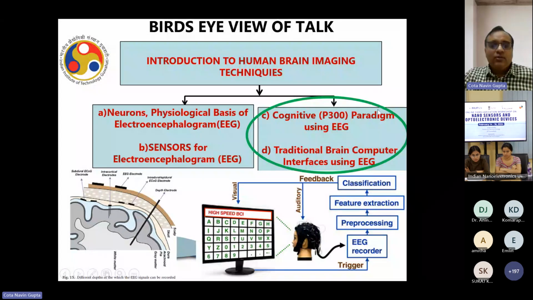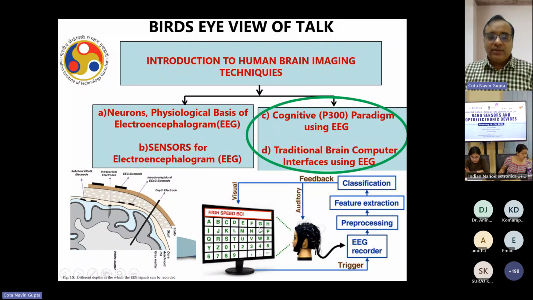Okay, so coming back again to the same bird's eye view slide which I showed you, now we have finished all these parts. Now we are going to look at how to actually realize a brain-computer interface system. Let's say you want to spell a letter without typing, just using your brain signal. So how are we going to do that? That's going to be the next 5-10 minutes.